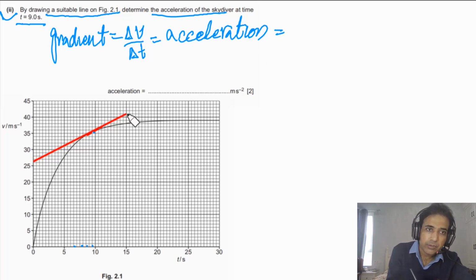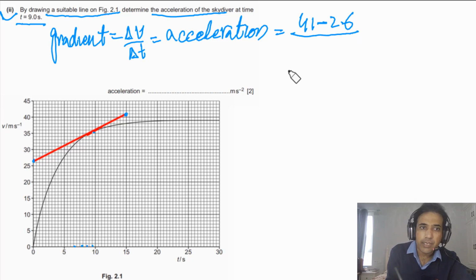For the gradient, we can take this point here, this is 40, 41, so this is 41, and we can read from here, this is 26, this point is 25, so this is 26 divided by time. Here we have time 15 and here we have 0, so this is minus 0. If we solve this, we get 26 divided by 15. So this is not 2.6, this is 26.